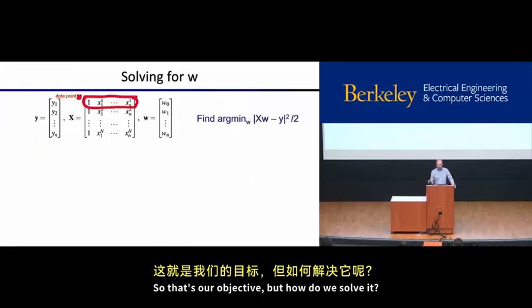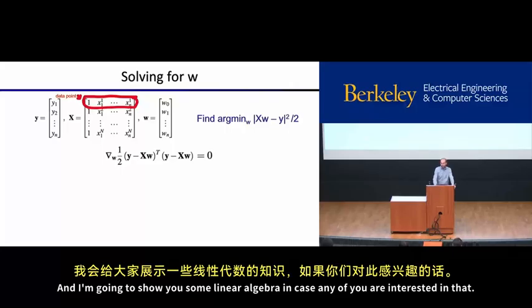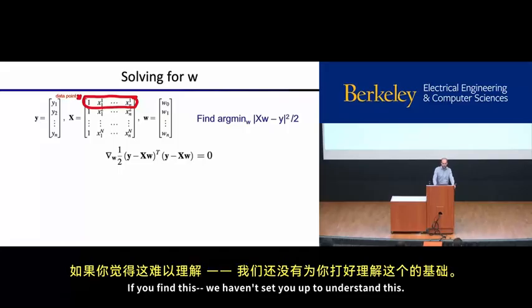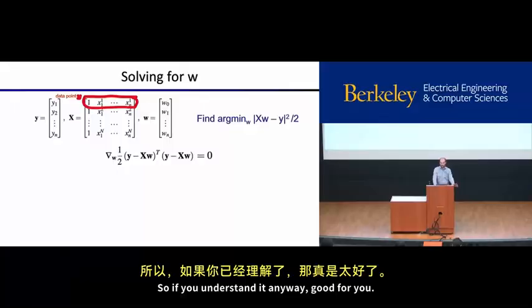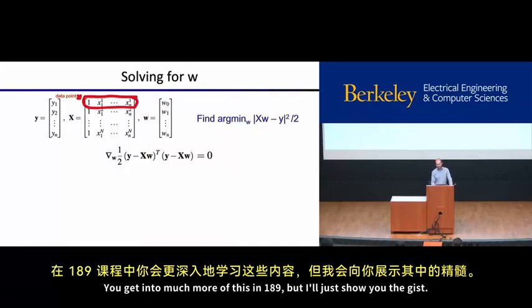All right. So that's our objective, but how do we solve it? We're getting closer. So we want to solve for W. We want to find the W that minimizes this loss function. And I'm going to show you some linear algebra in case any of you are interested in that. We haven't set you up to understand this, so if you understand it anyway, good for you. This is the sort of algebra you do to try and solve it. You'd get into much more of this in 189, but I'll just show you the gist.